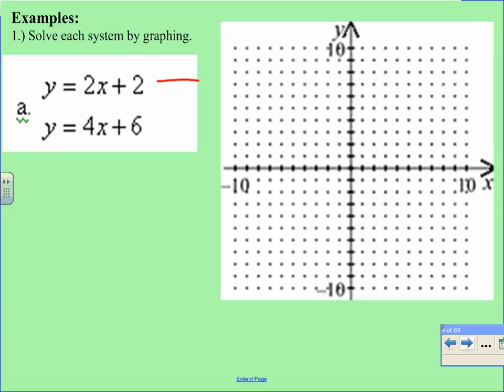Rena, where do we start this one? Good. So everyone go up 2, start at 0, 2. And Heather, our slope is 2, so what do we do next? Good. Rise 2, run 1. To get the opposite point, down 2 to the left 1, down 2 to the left 1. And I have a lot of points on there.